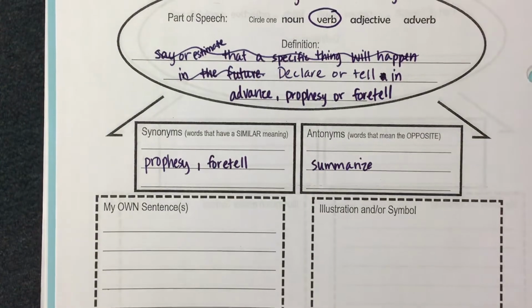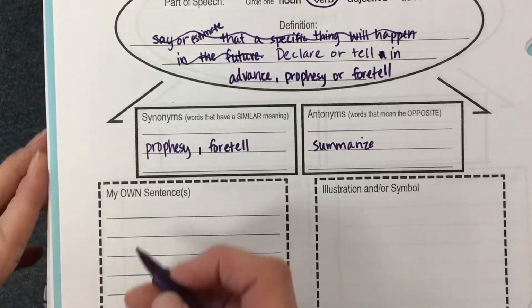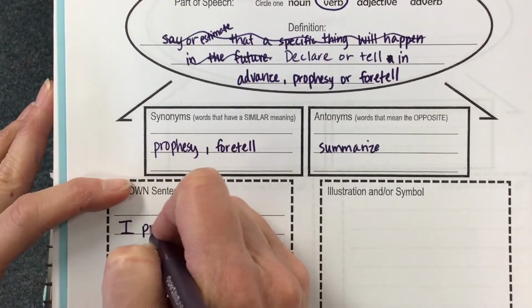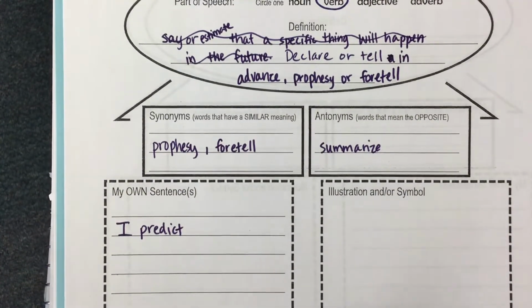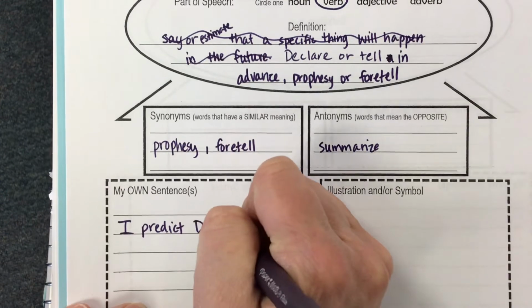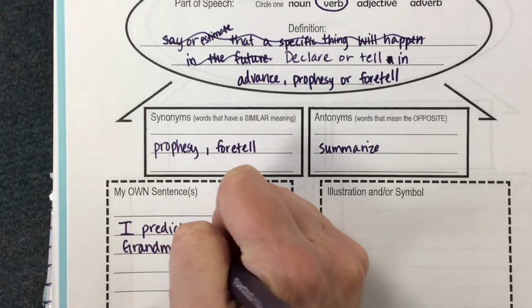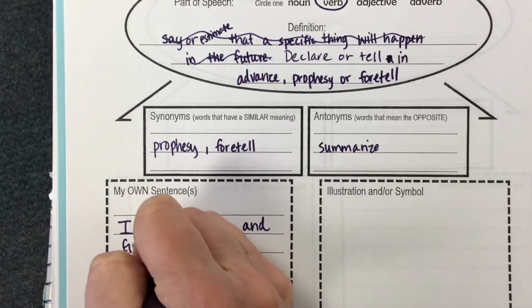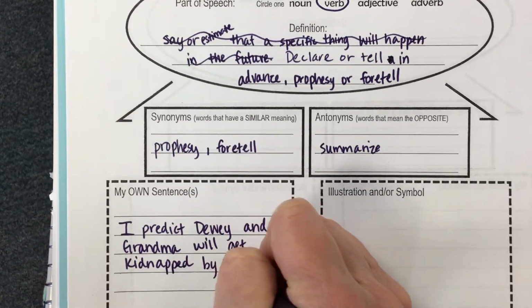Okay, who can use predict in a sentence for me? Liam. I will predict that my dog is going to be 2. Well, that's not really a prediction because he's going to turn 2. You know his birthday. Callie? I predict Dewey and Grandma will get kidnapped by Indians. Okay, I predict Dewey and Grandma will get kidnapped by Indians. And Indians is always uppercase.